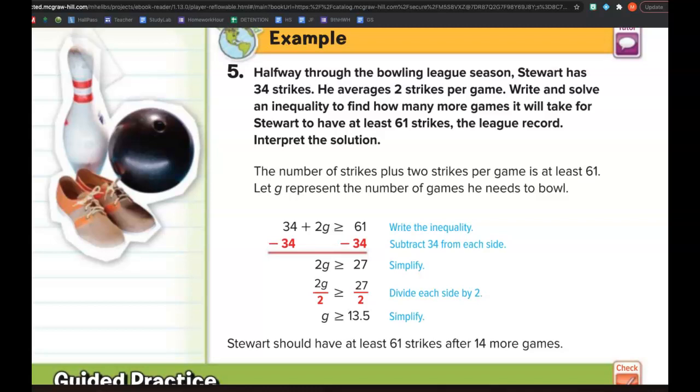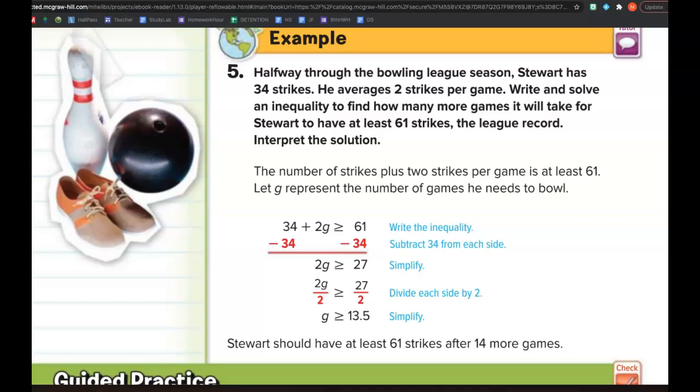League season, Stuart has 34 strikes. He averages 2 strikes per game. Write and solve an inequality to find how many more games it'll take for Stuart to have at least 61 strikes, the league record. So let's go through and underline the key facts.